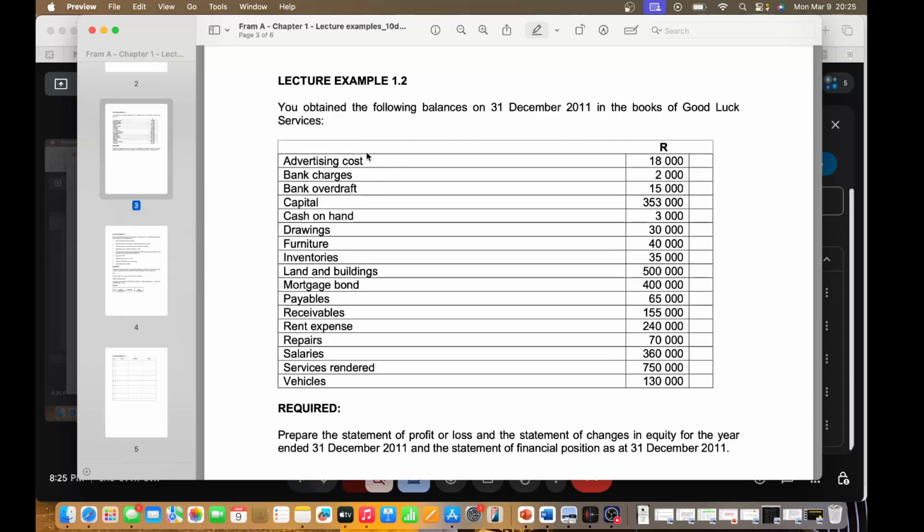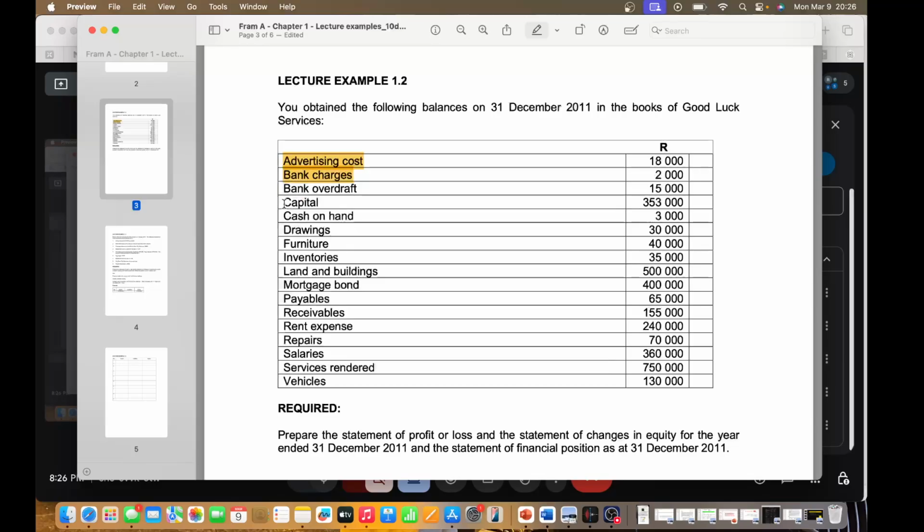Is advertising cost income, guys, or is it an expense? Or is it equity? Is it an asset or what? It's an expense, so we can highlight it. Bank charges? Expense. Okay, thank you so much. Bank overdraft? It's a liability, so we can leave it.